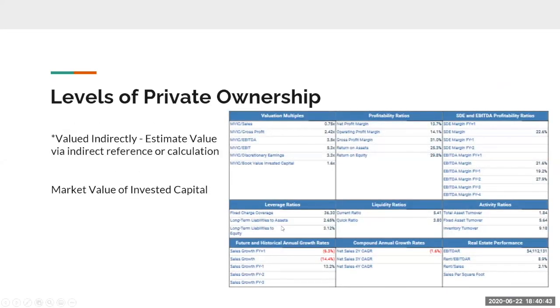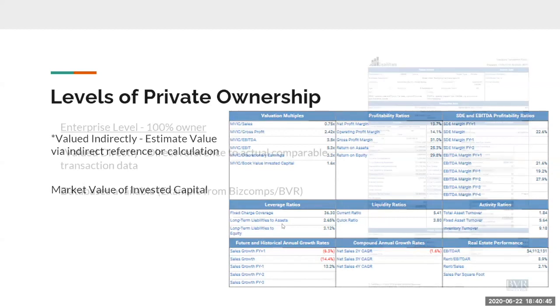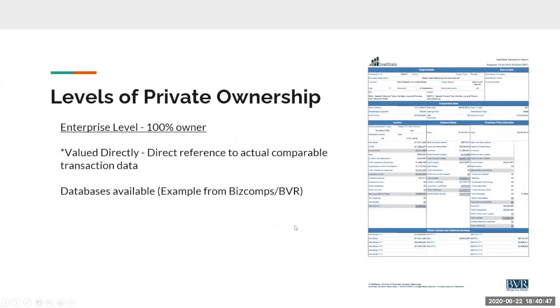And actually, go back for one second. The chapter references a handful of databases that are available, and I looked into them. There are heavy subscription costs. This one, BizComps BVR, does provide a couple of example deal sheets. So this is one that we'll use a tiny bit for my example here, which describes a whole lot of different facts and figures. I think it's a sheet metal company.